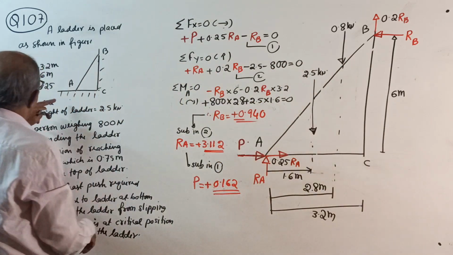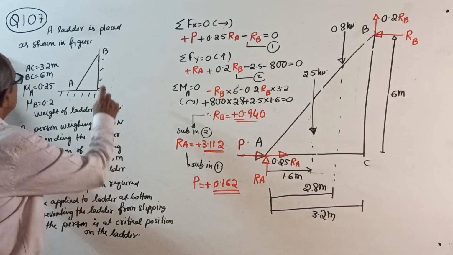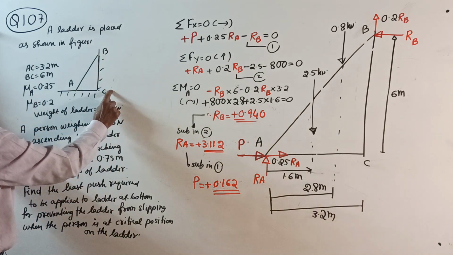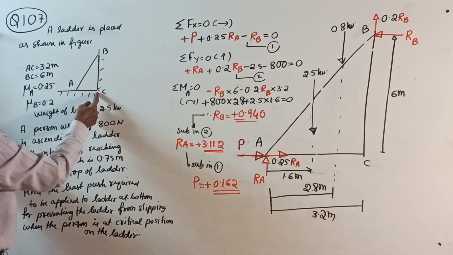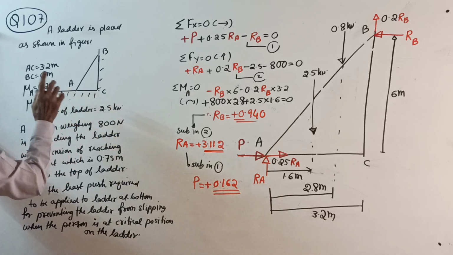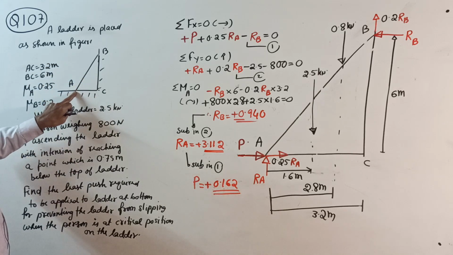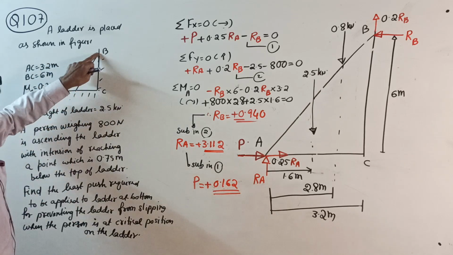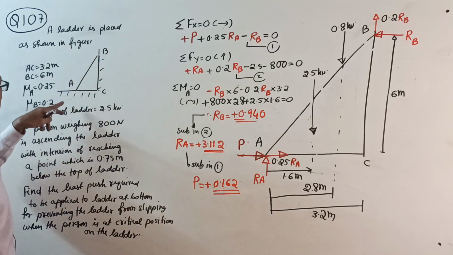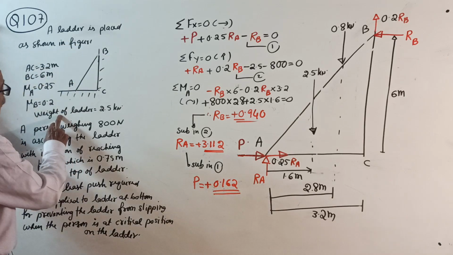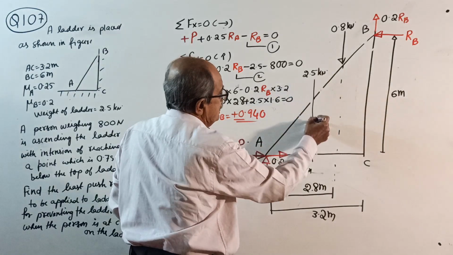Or if you want it in words, a ladder is placed so that the top of the ladder is 6 meter above ground and the bottom of the ladder is 3.2 meter from the wall. Friction coefficient between ladder and the floor or ground is 0.25. Friction coefficient between the ladder and the vertical wall is 0.2. And weight of ladder is 2.5 kilonewton.